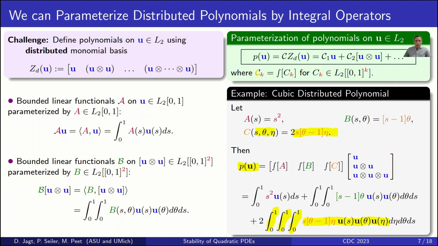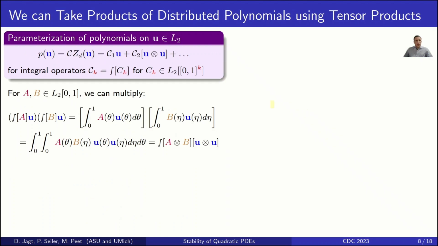Now, of course, these integral operators are linear operators, so that linear combinations of any of these polynomials will be a polynomial as well. But we can actually also show that the product of two distributed polynomials is a distributed polynomial as well. For example, if we consider these linear polynomials here, defined using these integral operators with kernels a and b, then the product of these linear polynomials can be represented using a double integral operator acting on our quadratic monomial here. And in fact, the kernel of this double integral operator is given by the tensor product of the kernels a and b.